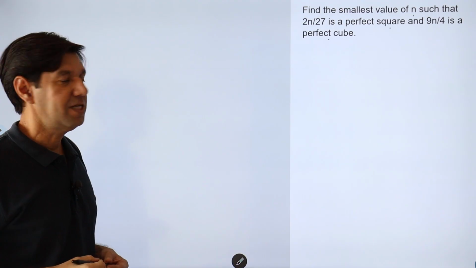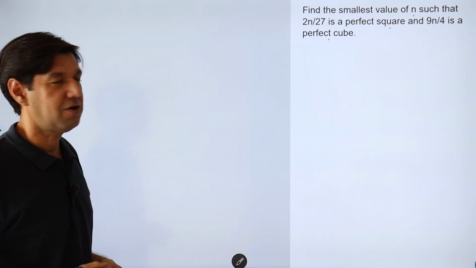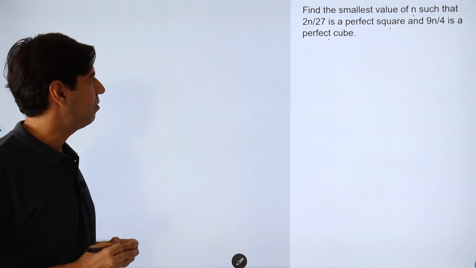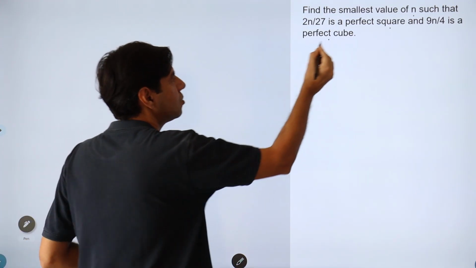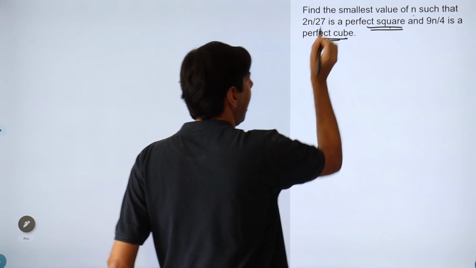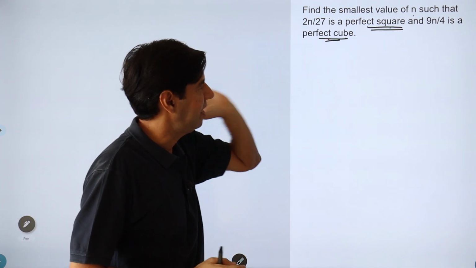For those who know this, it's not a very difficult question, but for those who are not aware of it, one would ponder what one needs to do. So we need a perfect square, we need a perfect cube, and that n is changed. It's multiplied with 2 divided by 27 and so on.